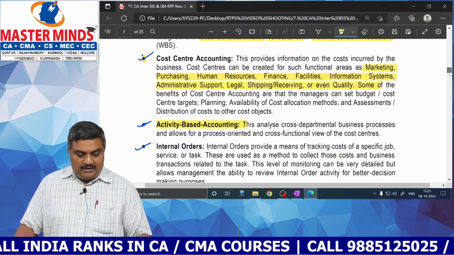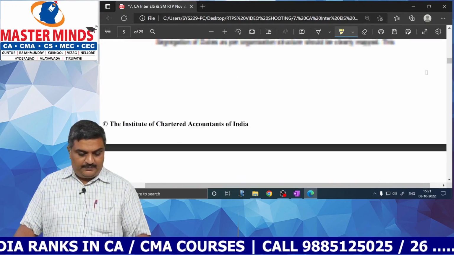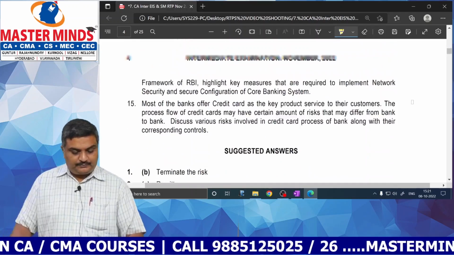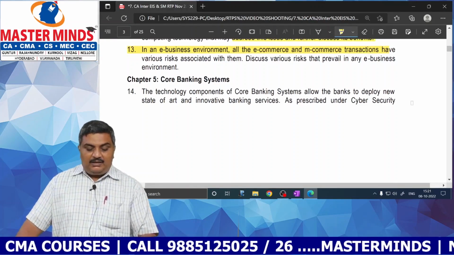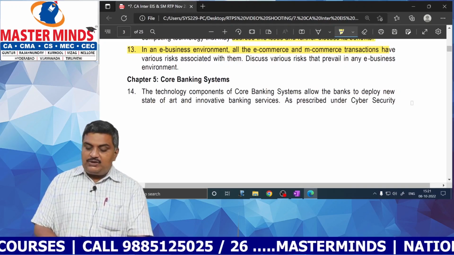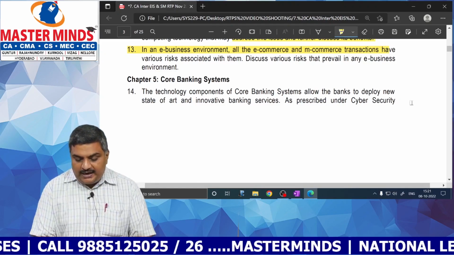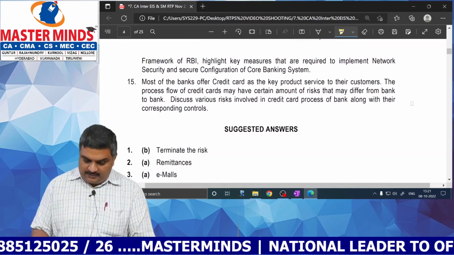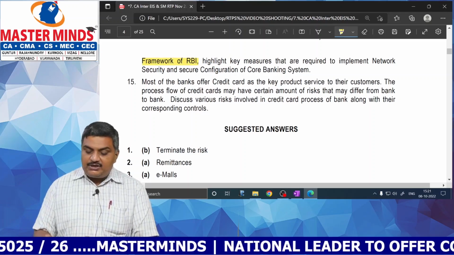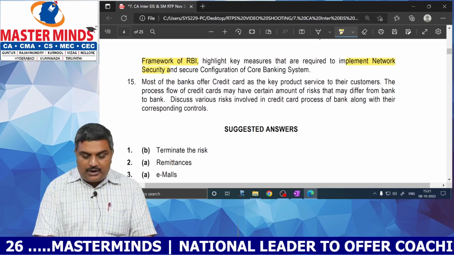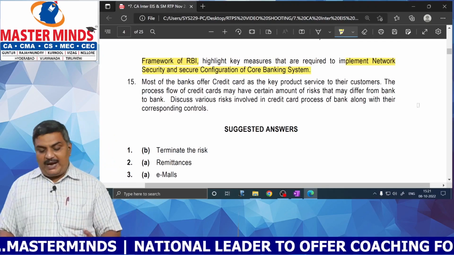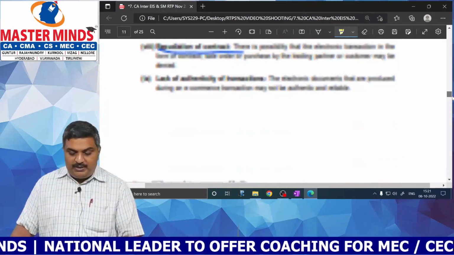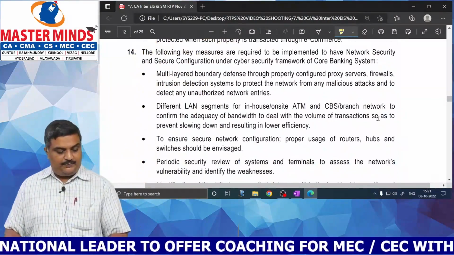Now the next one, core banking systems. What is the question being asked here? The technology components of a core banking system allow the banks to deploy new state-of-the-art and innovative banking services as prescribed under the cyber security framework of RBI in our country. Highlight the key measures that are required to implement network security and secure configuration of core banking system. So this question is about what kind of network security should be there in a core banking system.